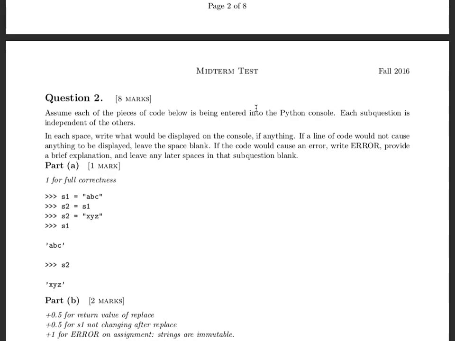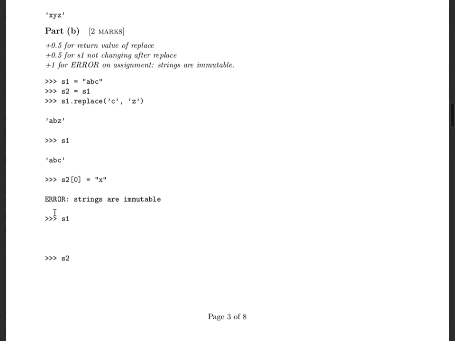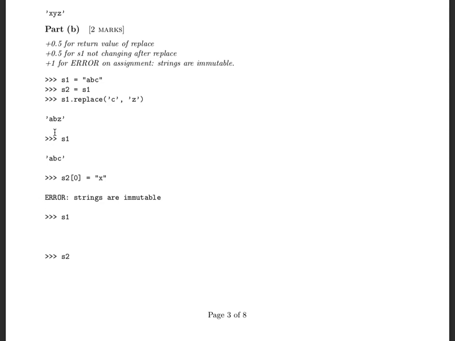Okay, let's see if we got this right. Okay, replace prints ABZ, S1 prints ABC. Wait, is that what we said? No. Right, because we didn't assign. Okay, good, we learned something. Yeah, so this isn't actually changing the value of S1. It's not like append, right? It's creating a new string, right? Because remember, strings are immutable, so whenever we make a change a new string is made. So that's why that goes to ABZ. That's why S1 stays the same as ABC.